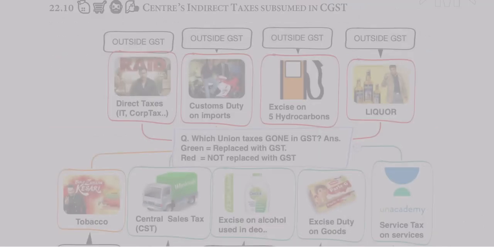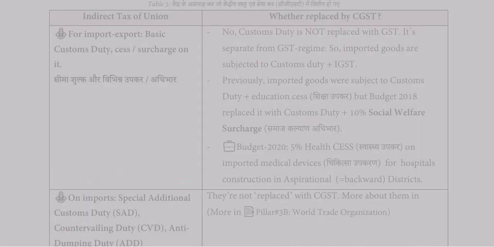22.10 Centre's indirect taxes subsumed in CGST. Table 5: indirect taxes of the Union, and whether they are replaced by CGST. On import and export: basic customs duty, and cess or surcharge on it. No, customs duty is not replaced with GST. It's separate from the GST regime. So, imported goods are subjected to customs duty plus IGST.